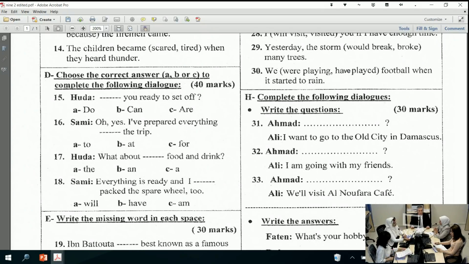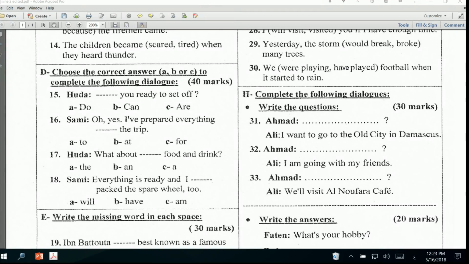Miss Hanadi, the rubric of D. Choose the correct answer, A, B, or C, to complete the following dialogue. It is allotted 40 marks. So we have 40 marks for this question. We have to choose. Thank you so much.